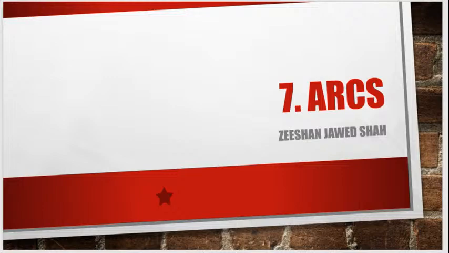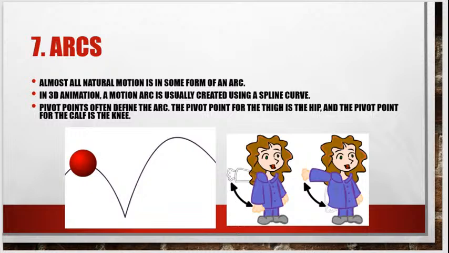Okay, so for example, here we have this example. Almost all natural motion is some form of an arc. In reality, we don't move like a robot, we move in an arc. In 3D animation, a motion arc is usually created using a spline curve. In 2D, we do have a spline curve, but it's not visible like in 3D. We do it manually.